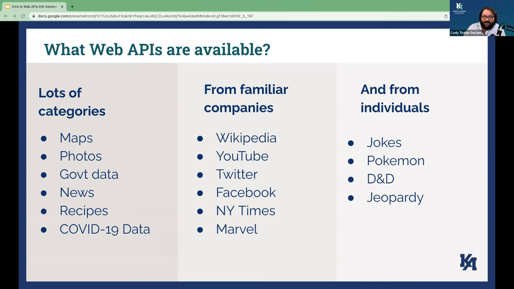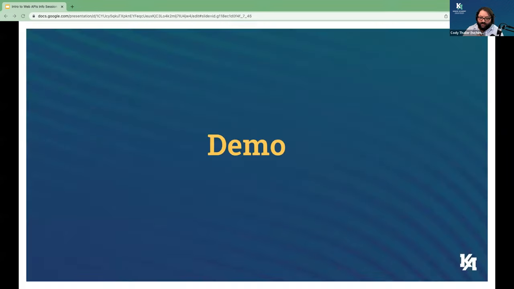And some of them are just people that really, really like things. There's a jokes API where you can just send a request and get a random joke. You can get a specific joke. You can use APIs for Dungeons and Dragons stuff. There's an API made for Jeopardy. And as we're going to see very shortly, a Pokemon API. We can get information about all of the Pokemon. All right, let's go to the next.